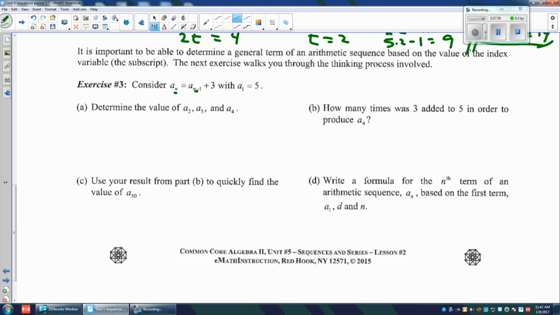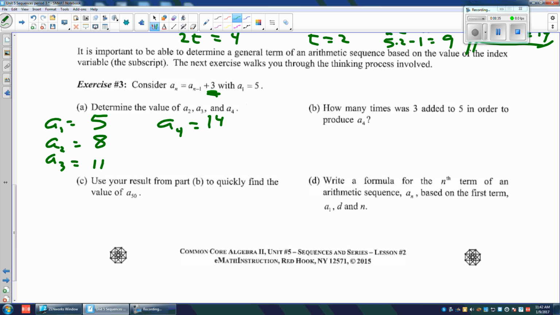The next exercise walks you through some thinking processes that are involved. Consider a sub n equals a sub n minus 1 plus 3, with the first number a sub 1 equaling 5. Determine the next 3 numbers. The first number is 5, and then a sub 2, we're adding 3 to it. So that's 8, and then a sub 3 is add 3, and then a sub 4 is add 3 again.